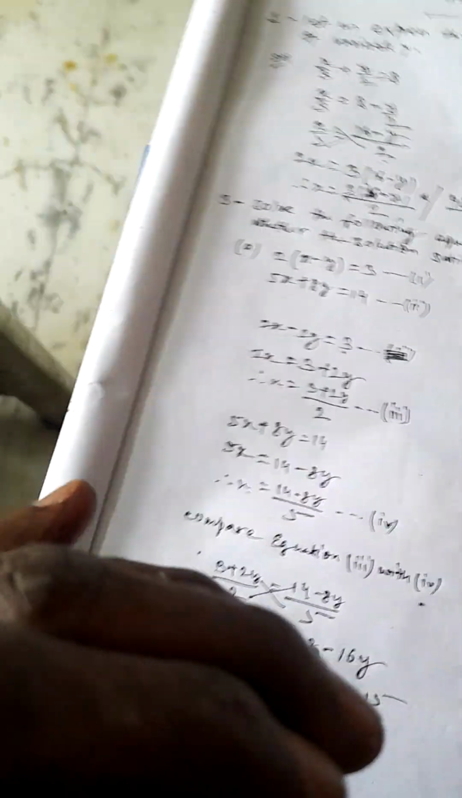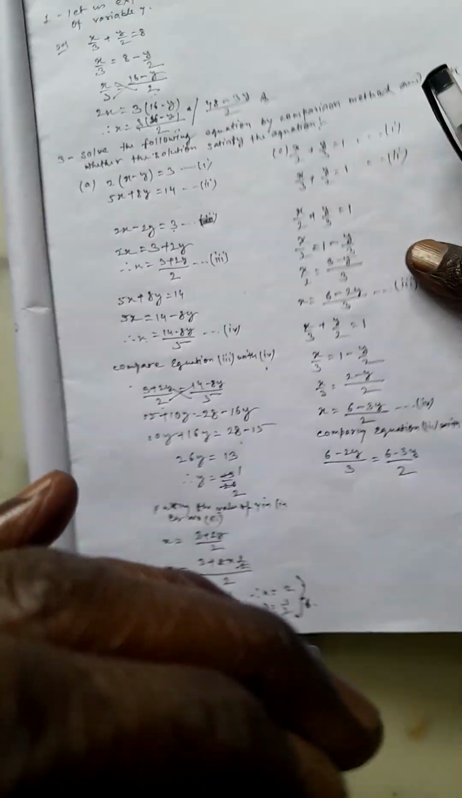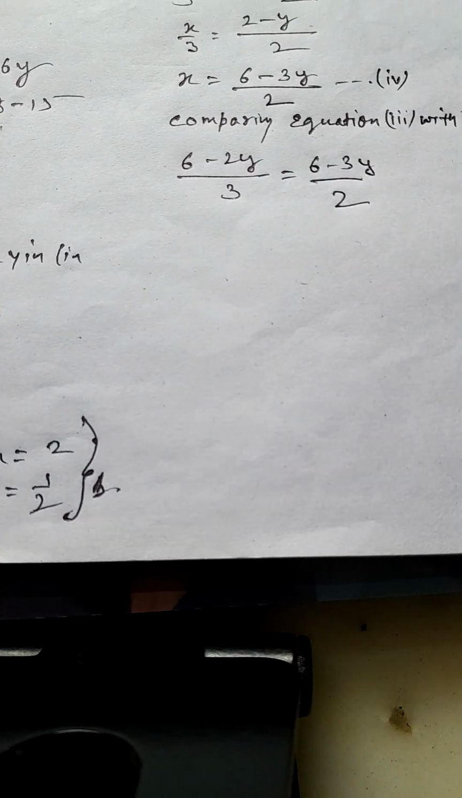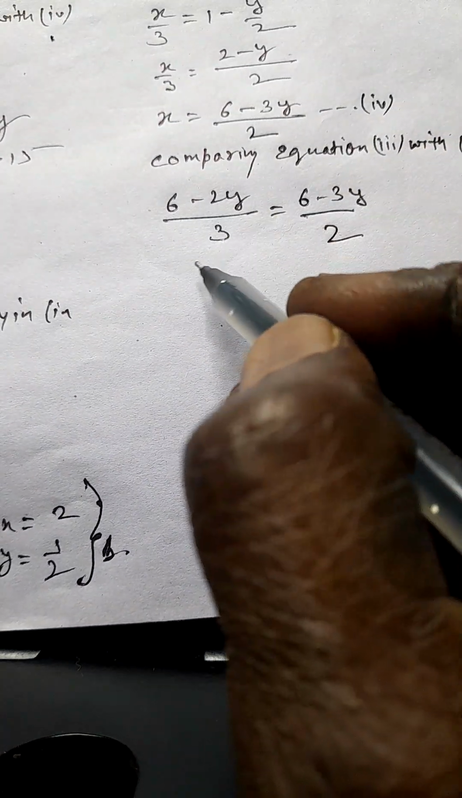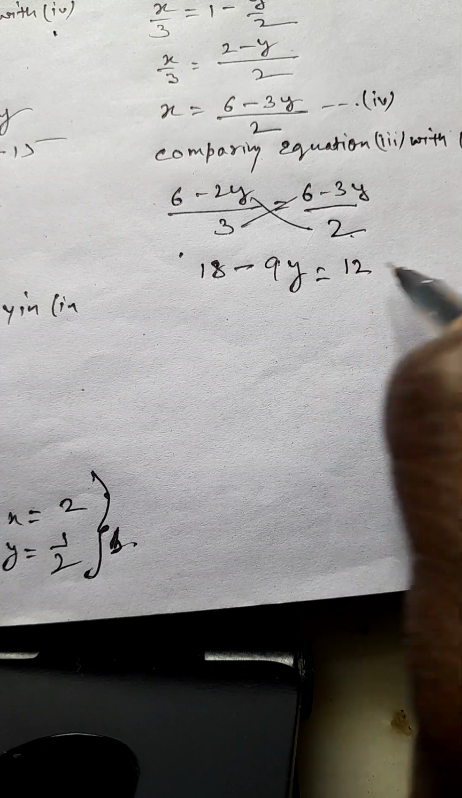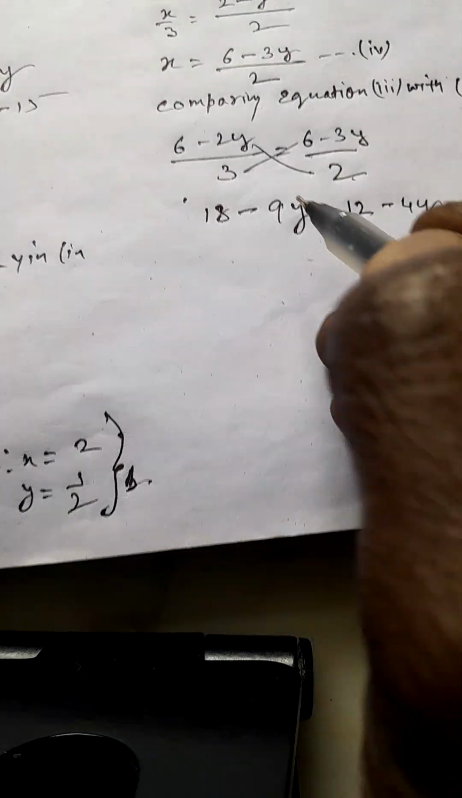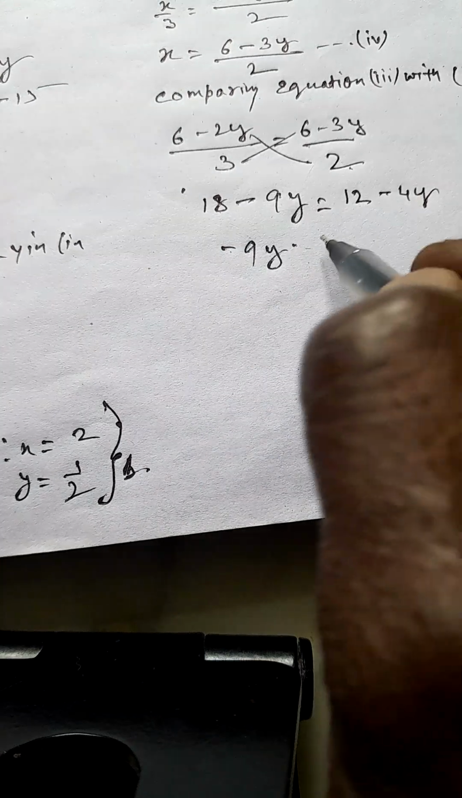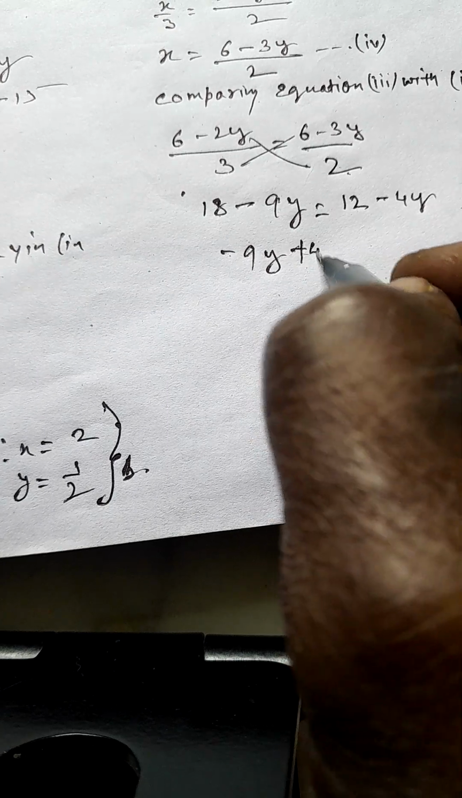So by comparing this, what will we get? Multiply both sides: 3 6 ja 18, multiply this with this and this with this, 3 6 ja 18 minus 3 3 ja 9y, and multiply this with this, you will get 2 6 ja 12 minus 2 2 ja 4y. Now take minus 9y to the left hand side, this will be plus 4y.